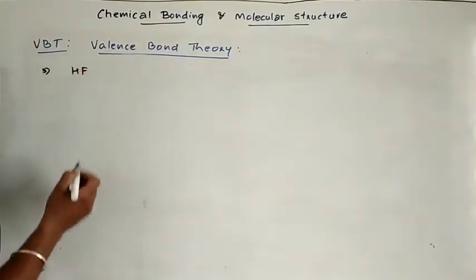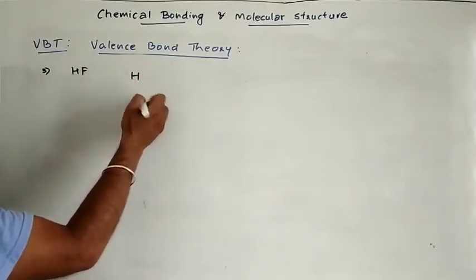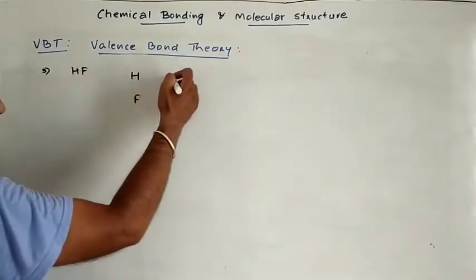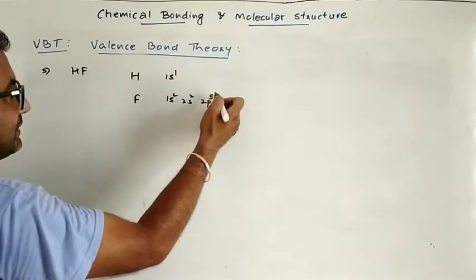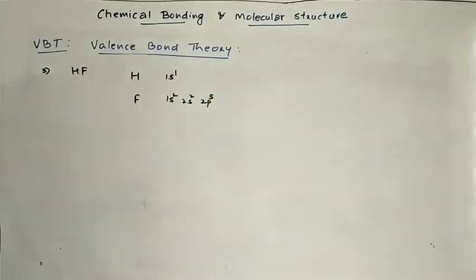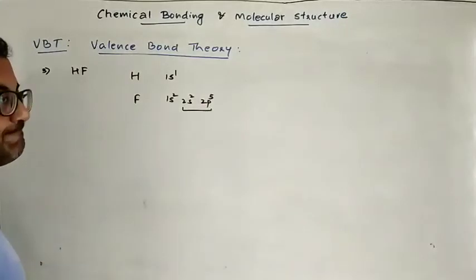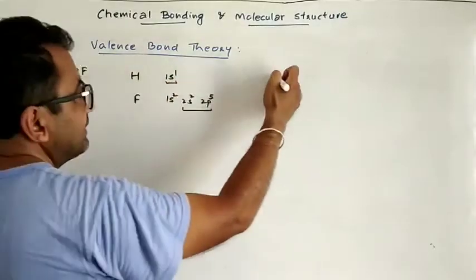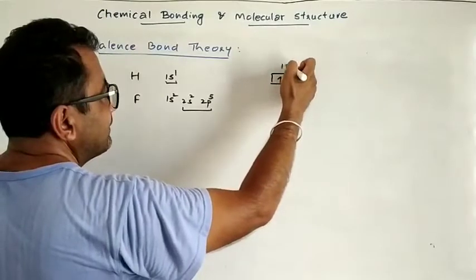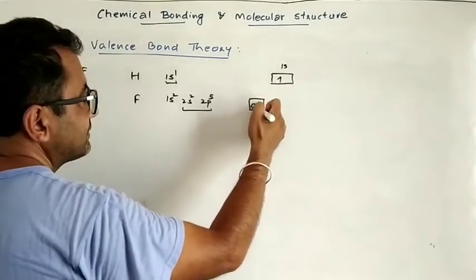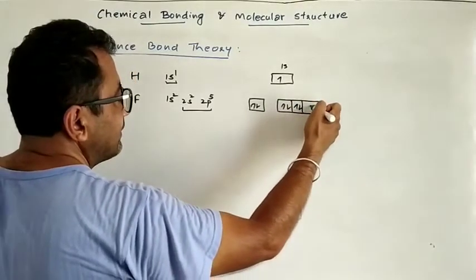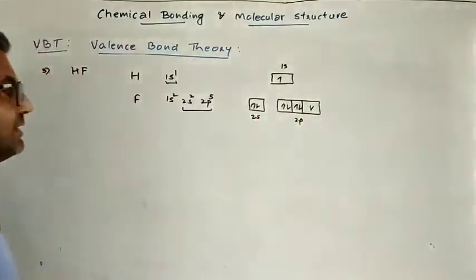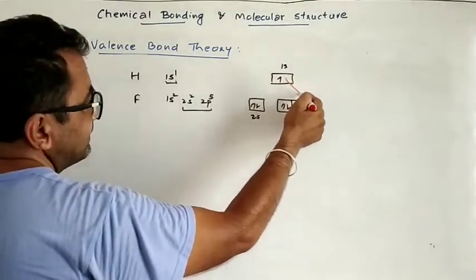Formation of HF. We have a hydrogen and a fluorine. Configuration of hydrogen is 1s1. Configuration of fluorine is 1s2, 2s2, 2p5. This is its valence shell. It has 1s1, it has 2s2, and it has 2p5. Here is the overlap. This half-filled orbital overlaps with this half-filled orbital.